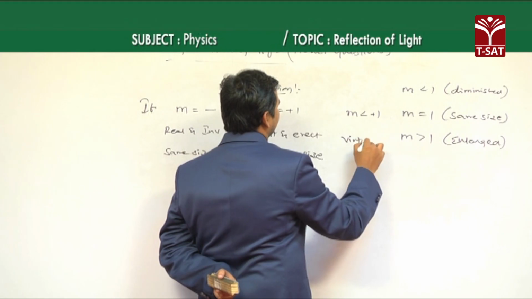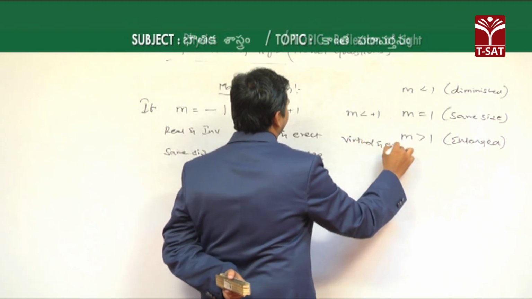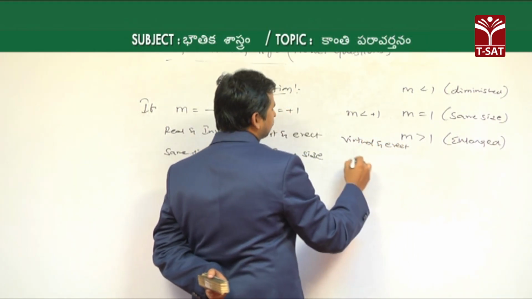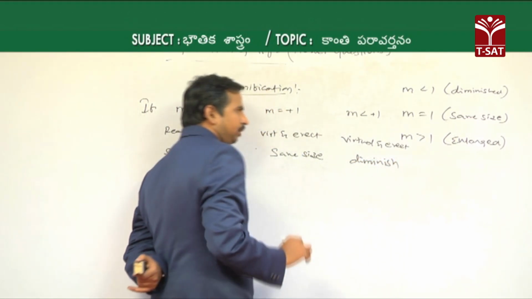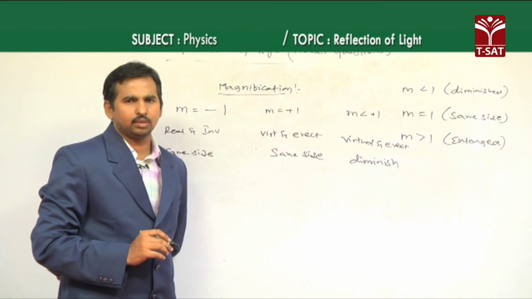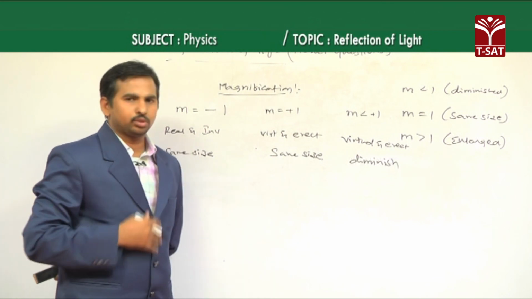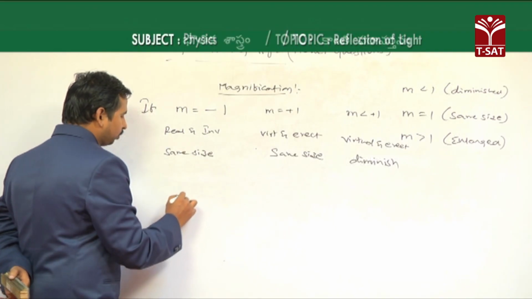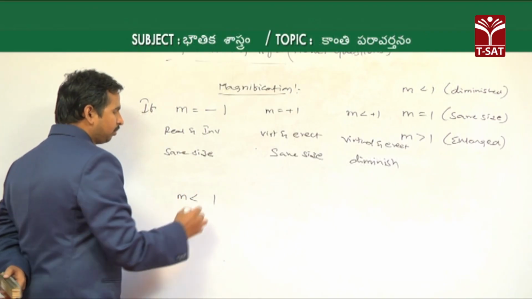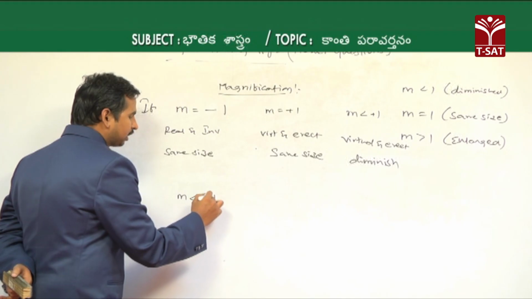Positive means that it is virtual and erect, and not only that, the size is of diminution size. The size is diminution size, m value less than 1 and it is positive we are taking. Okay. Then suppose you are having an m value less than 1 only, but we are having negative values coming there.